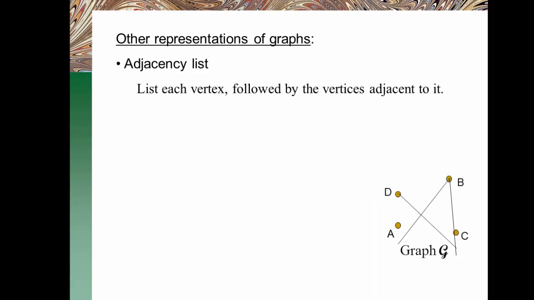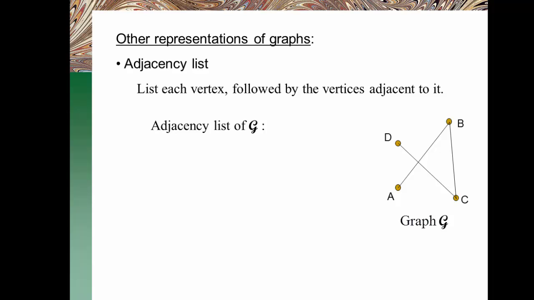Another way to represent a graph is through adjacency lists. Adjacency lists simply list each of the vertices followed by the vertices that are adjacent to it. So here is the adjacency list of this graph. First, we list the vertex A and all the vertices that are adjacent to A, and that's only B. Now we list vertex B, followed by all the vertices that are adjacent to B, which are A and C. And we keep doing that for all the other vertices.